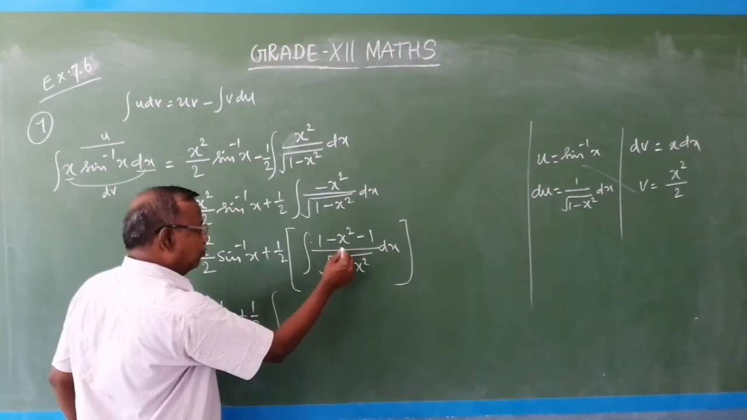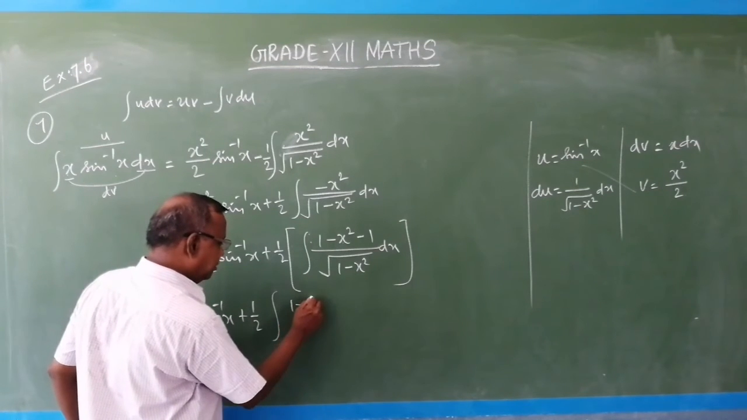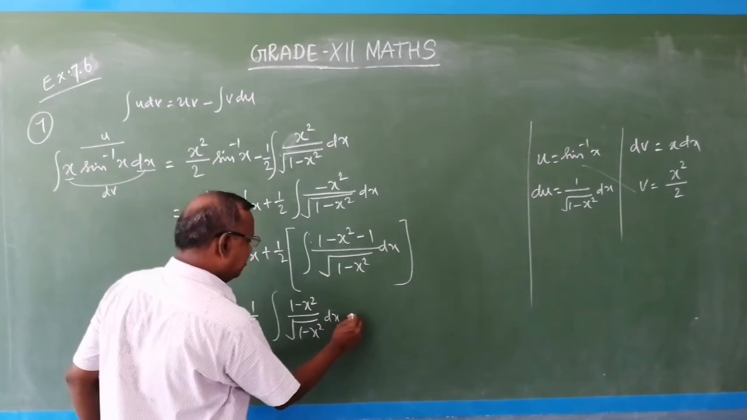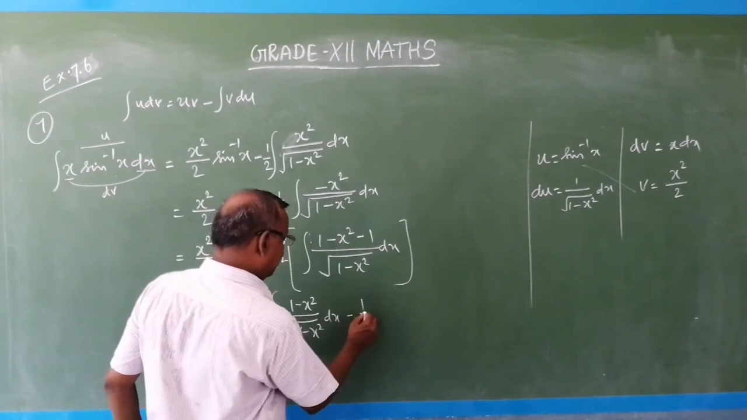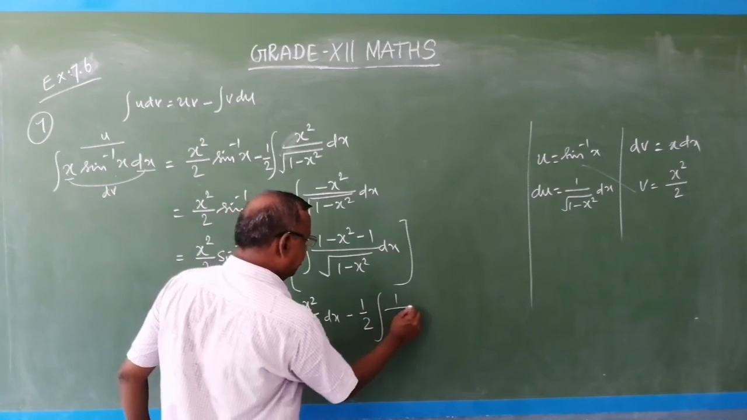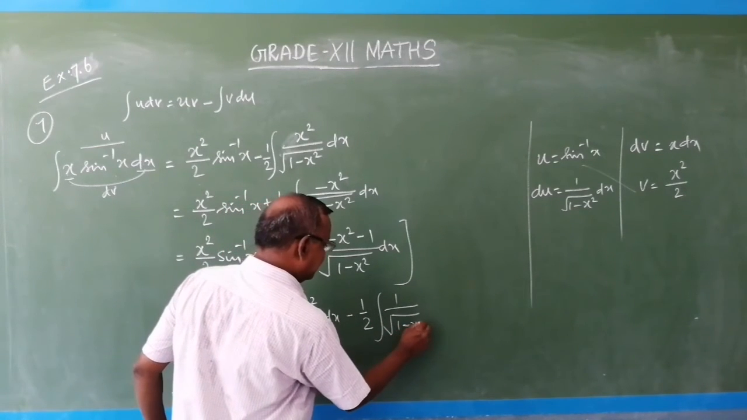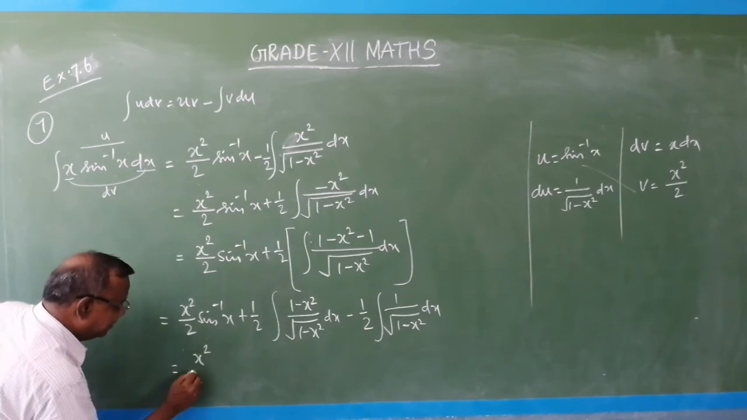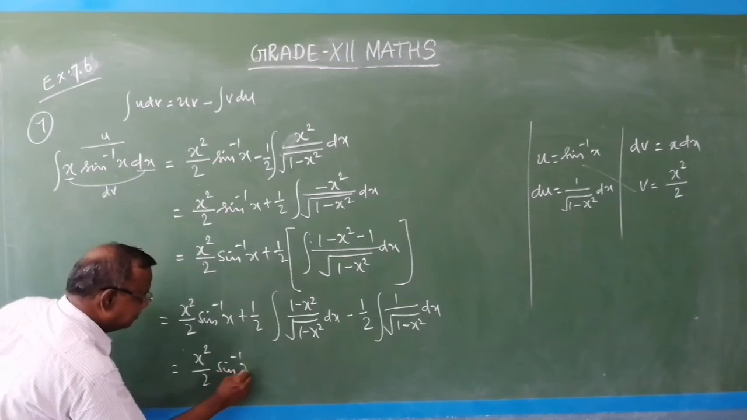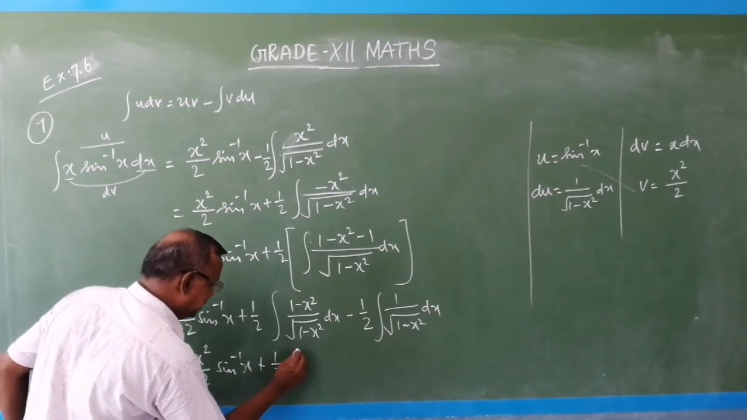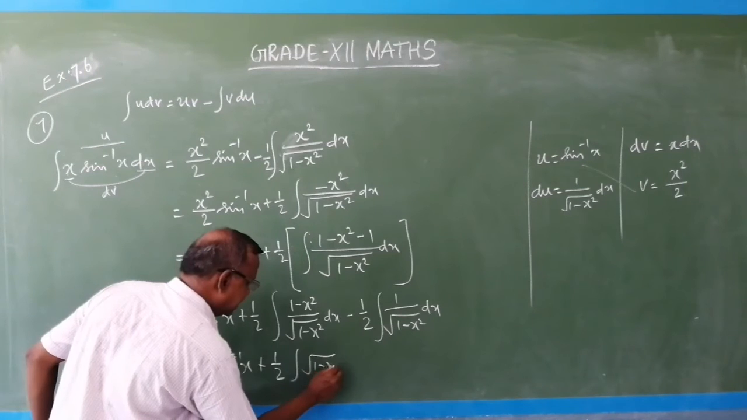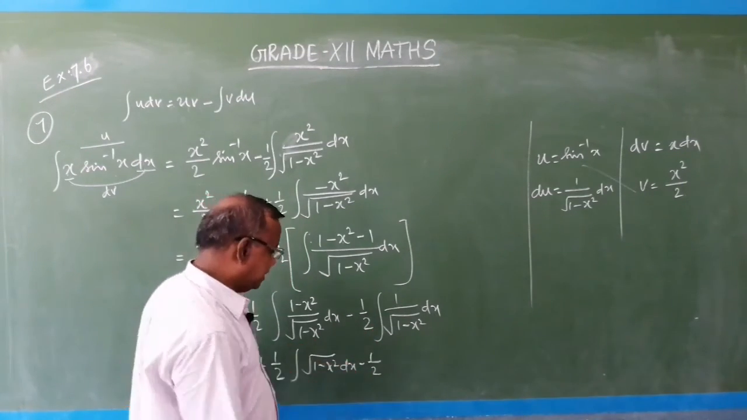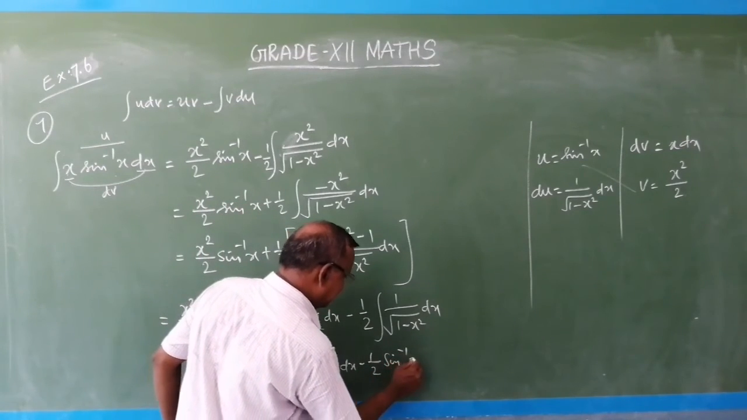that is 1 minus x square divided by root of 1 minus x square into dx, minus 1 by 2, which is common for both, again minus 1 by 2 integral 1 by root of 1 minus x square into dx. So, this part is x square by 2 into sin inverse of x plus 1 by 2 into the integral of root of 1 minus x square into dx, minus 1 by 2 into 1 by root of 1 minus x square, which is nothing but sin inverse of x.